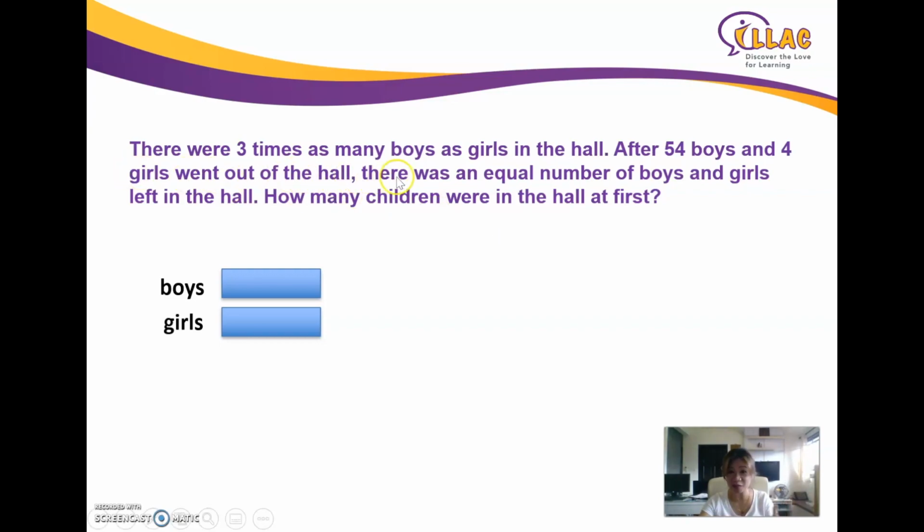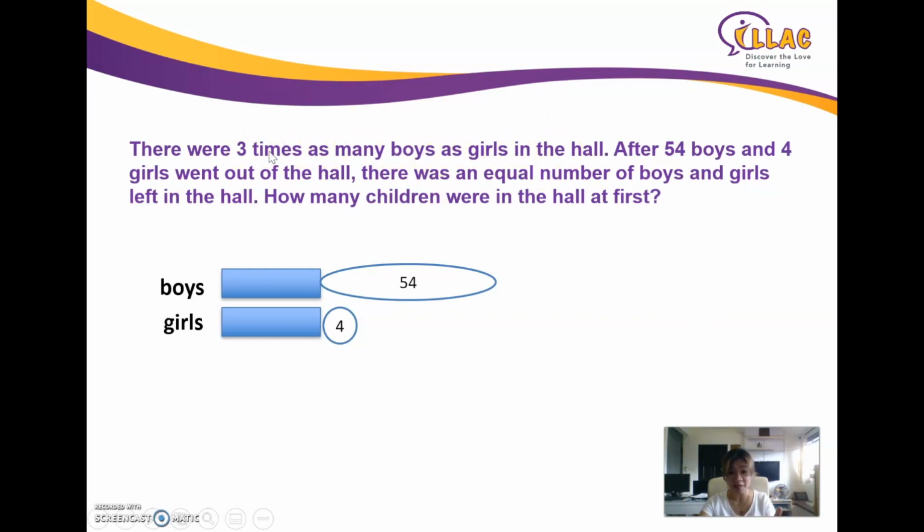So sentence by sentence, what is the before? Before the equal, there are 54 boys and 4 girls who went out of the hall. Okay, therefore I have 54 over here. And because they are known numbers, I use an oval to represent them. And 4 will be another oval or circle, up to you, whatever you call that. Okay, and now I read backwards one more sentence.